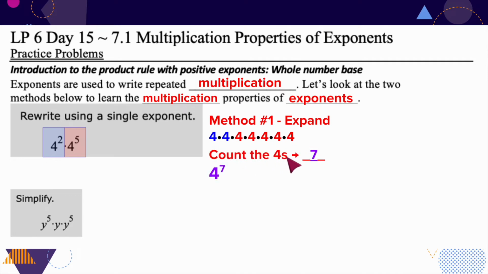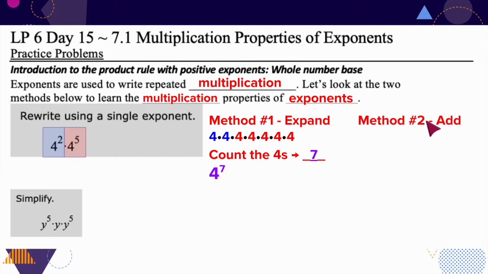So I can simply count the 4s. I have 7 of them, so it's 4 to the 7th power. And that's rewriting it using a single exponent. They're not actually asking me to evaluate it and say what is 4 to the 7th power. They just want me to rewrite it using one exponent.